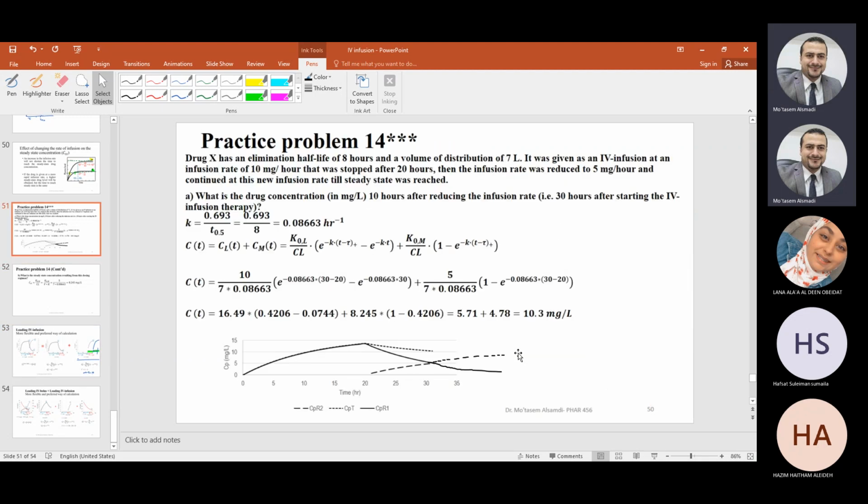Now, again, what's the question? I started with an IV infusion of 5 milligram per hour for 20 hours. Then I stopped this 5 milligram per hour infusion, and then I started a new higher infusion rate of 10 milligrams per hour. Okay? What will happen in this case?